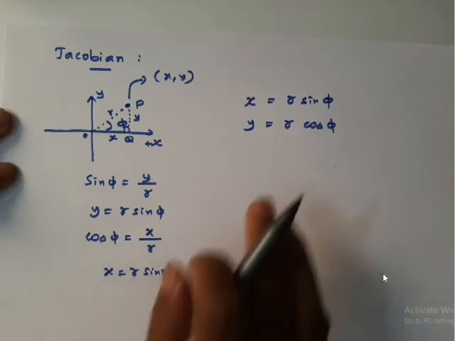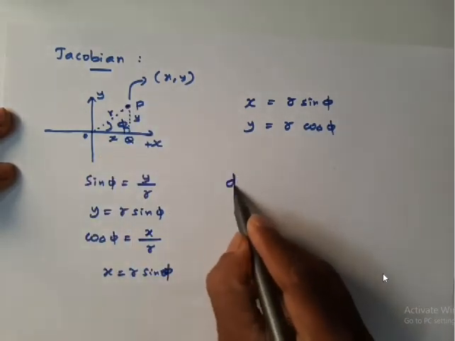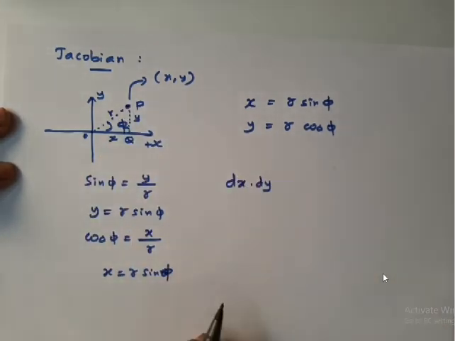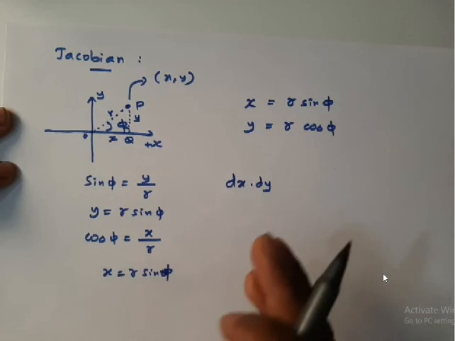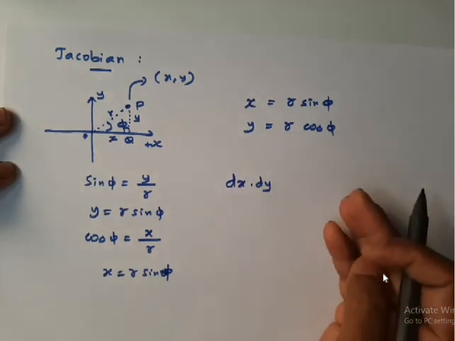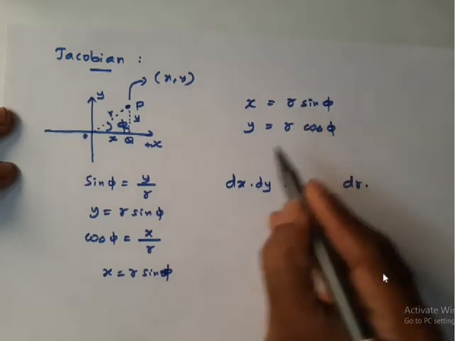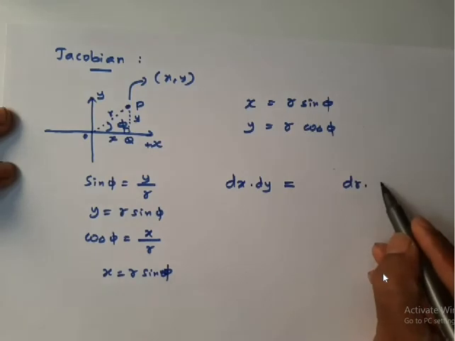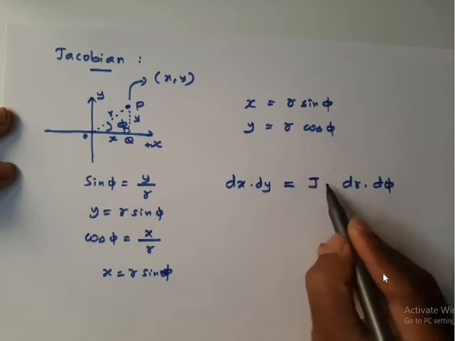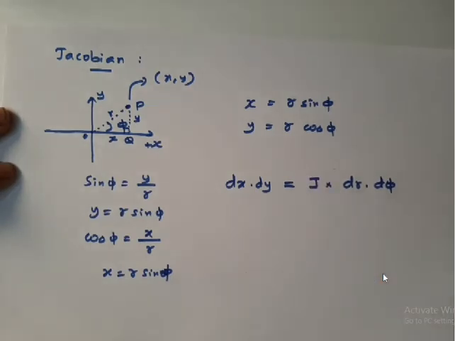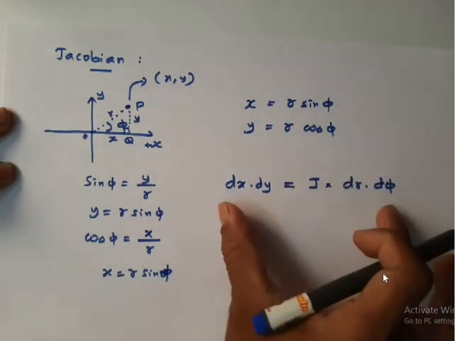Now for this point, I will take a small area element here, that is dx into dy. dx into dy is the small area element in the xy plane. Now what is the corresponding area element in spherical polar coordinates? To find that, we have two variables r and phi, so dr into d phi, and we should get some quantity here, that is nothing but the Jacobian. So to find the area element in spherical polar coordinates, you can use this relation.